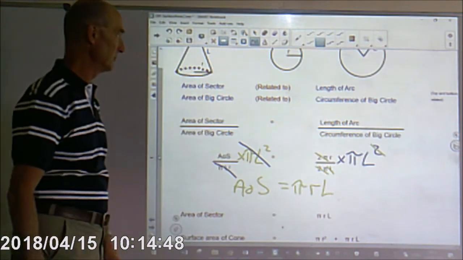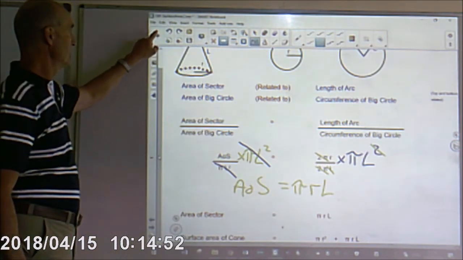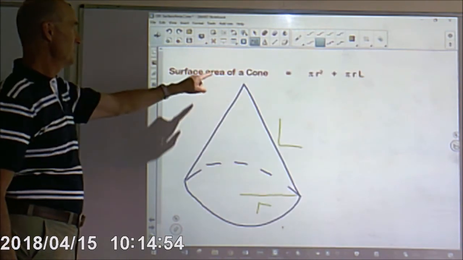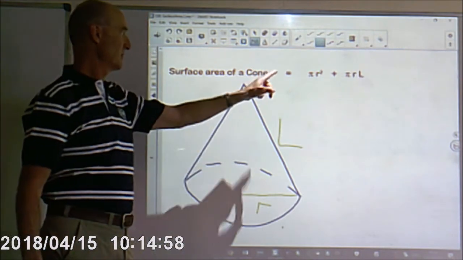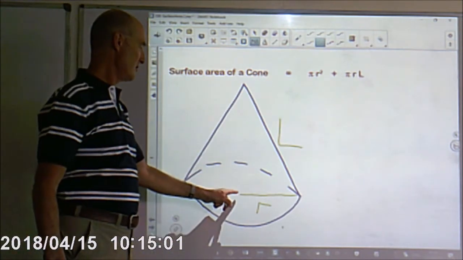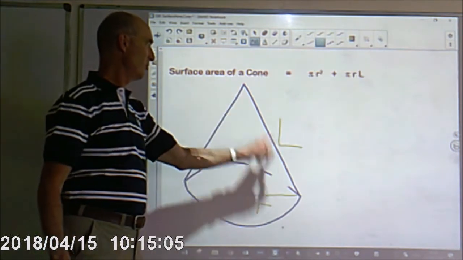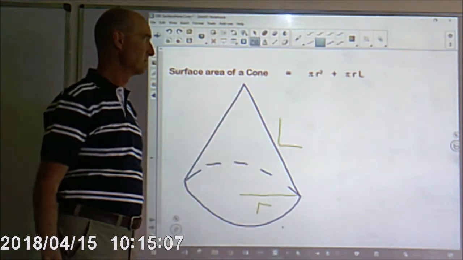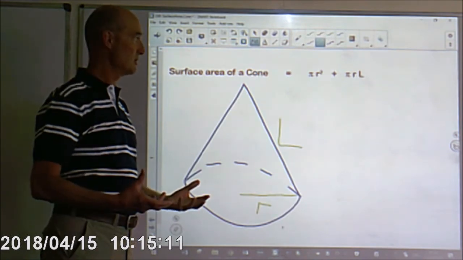pi R L. So the upshot of all of that proof is that the surface area of the cone is equal to pi R squared plus pi R L, where R is the radius of the circular base, and L is the slant height. And that is the formula that you're going to have to actually apply when you're doing your examples.